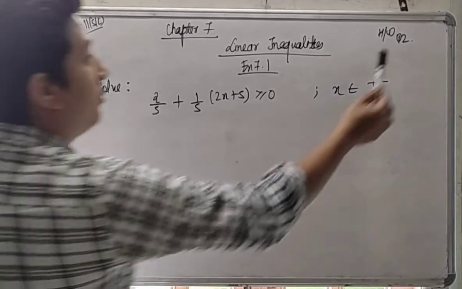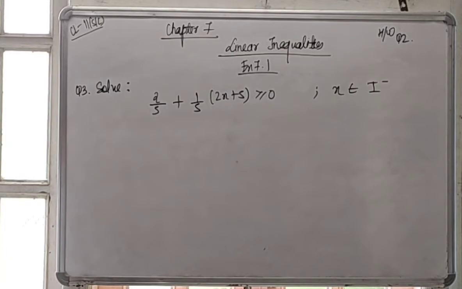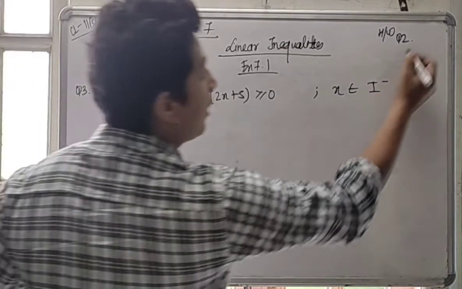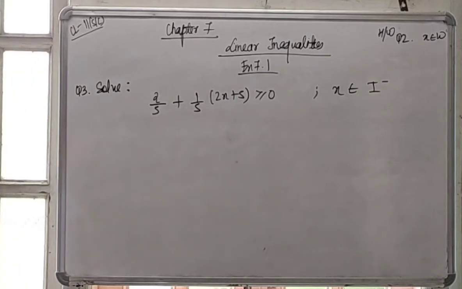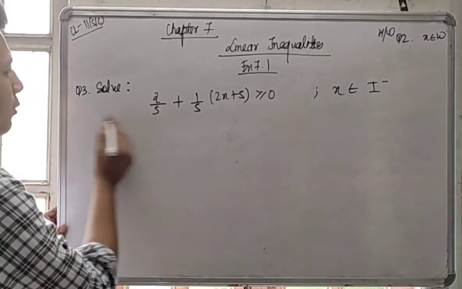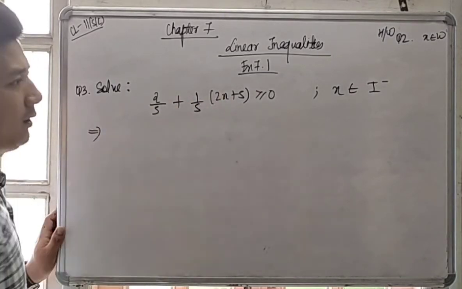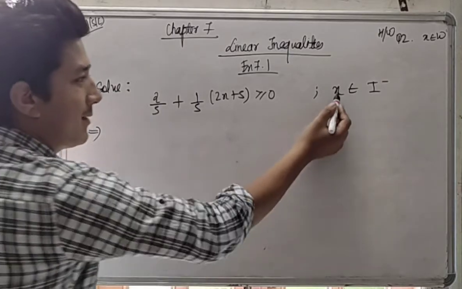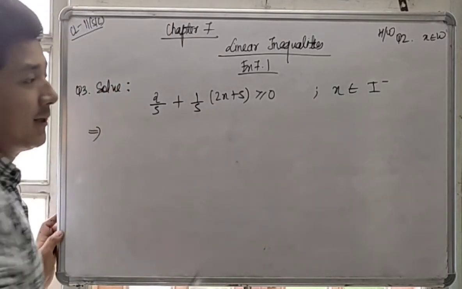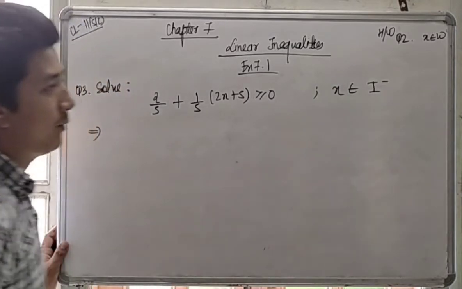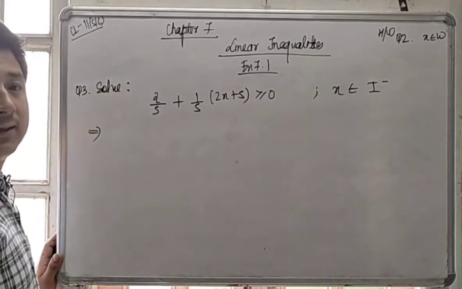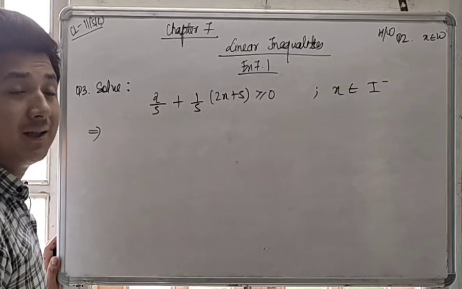Question number 2, you know how to do, so please do it yourself. Your replacement set there is whole numbers, and whole numbers are those numbers which start with 0. Now question number 3 is to solve this inequation, where x is a negative integer. It is an integer but all negative, so that's why it is I to the power minus 1. This set indicates that the replacement set is negative integers.